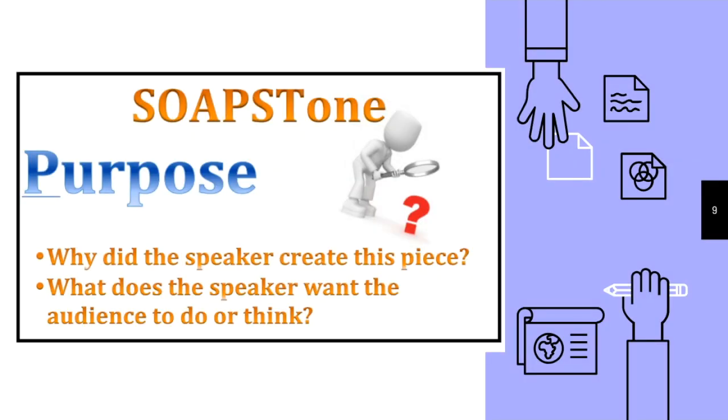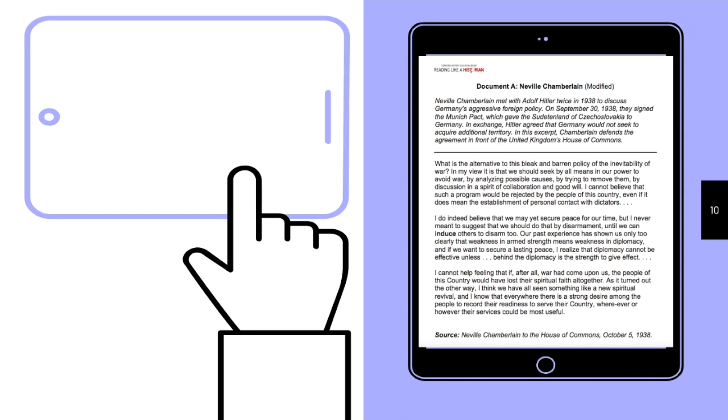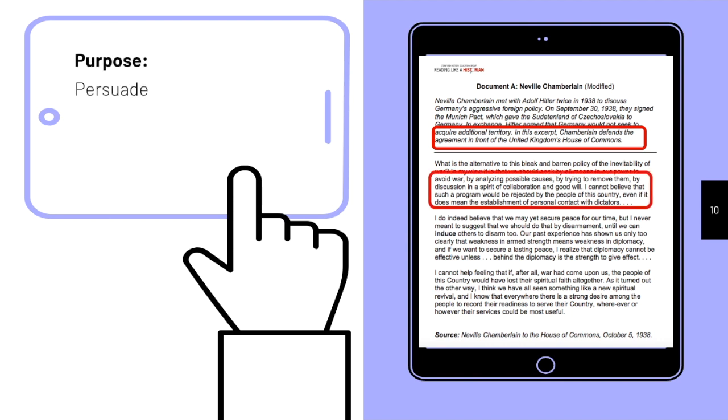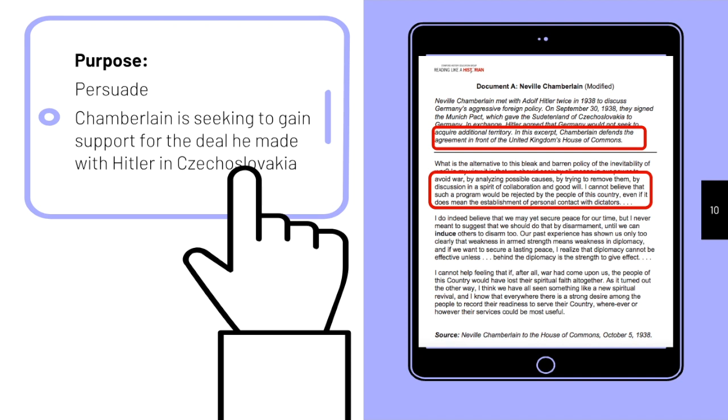The P is for purpose. Why is the speech given? Responding to this question requires students to consider some of the factors we've looked at previously, such as speaker, occasion, and also tone and context. In this case, Chamberlain was seeking to defend his actions and gain the support needed from the House of Commons. Ultimately, he was dependent upon them to maintain his own position.